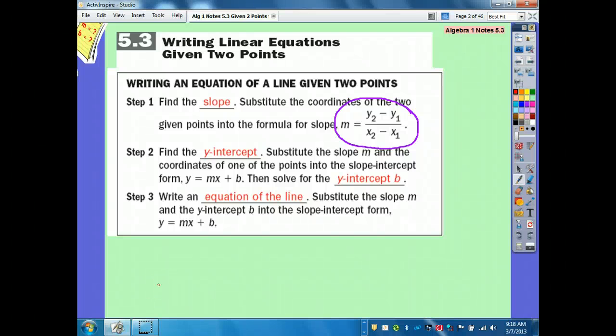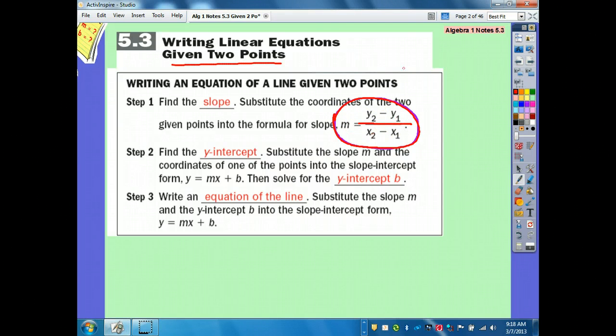All right, 5.3, writing linear equations. The two clues I give you today are you are given 2 points. Like I was just stating, that's why we did that little review worksheet yesterday, because we've done this. This formula right here to find the slope: y2 minus y1 divided by x2 minus x1.